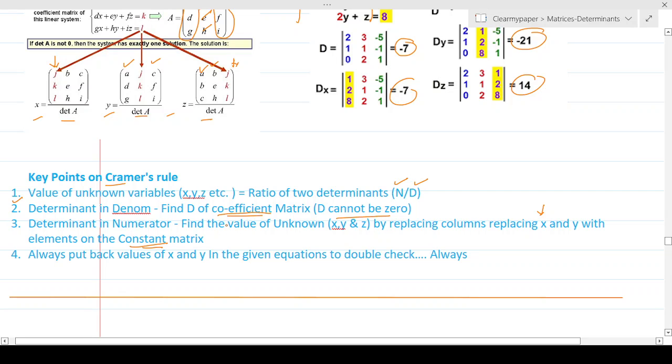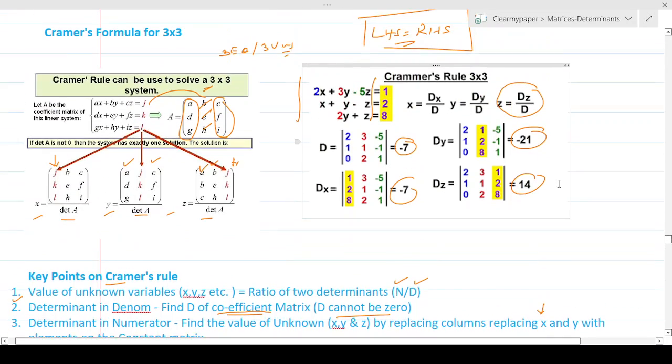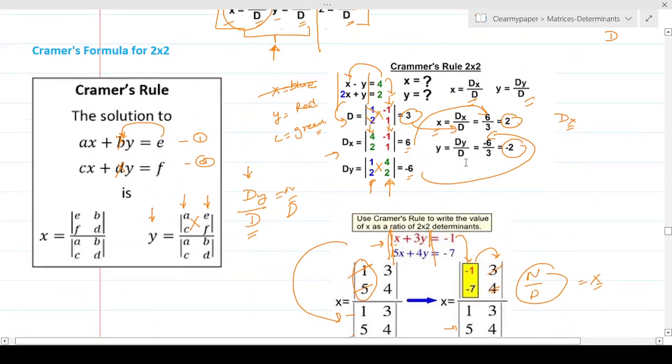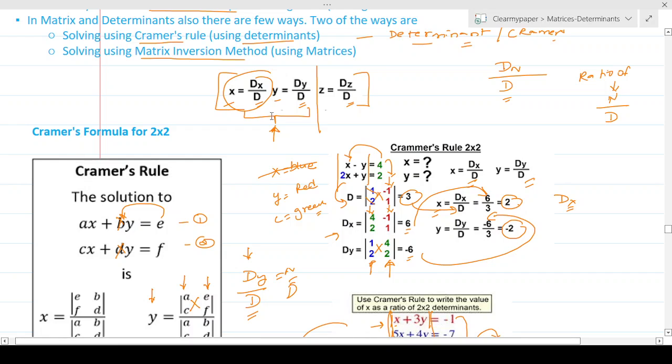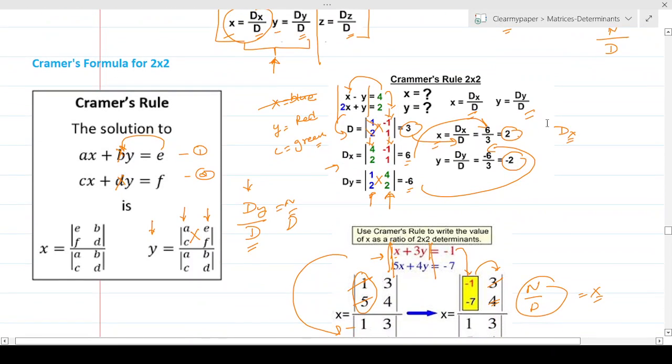And as a quick check, always put back the values of x and y in the given equations to double check the answer, to make sure your left hand side is equal to the right hand side. That's a quick wrap up on Cramer's rule. Hopefully you understood. You just need to remember this ratio of two determinants, and the rest will be easy because you can always verify the answer.